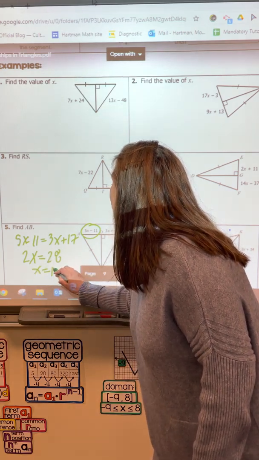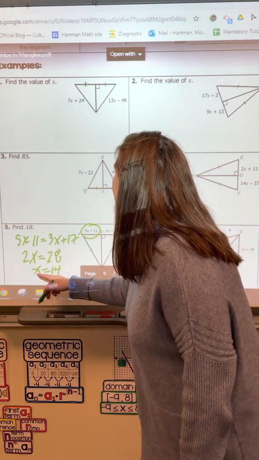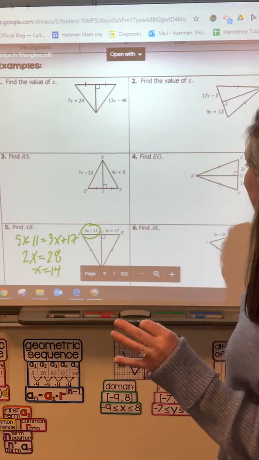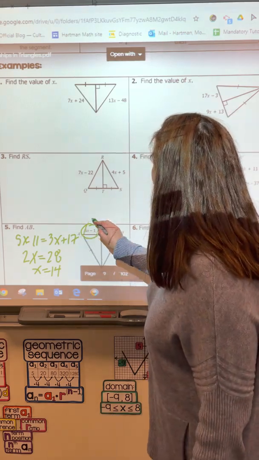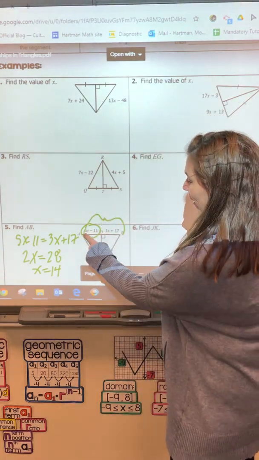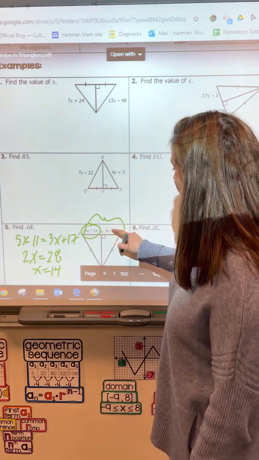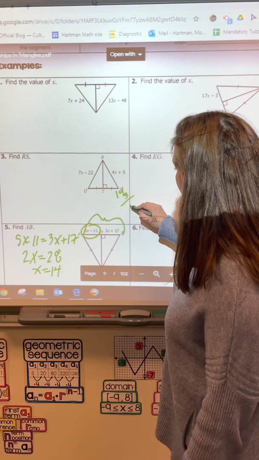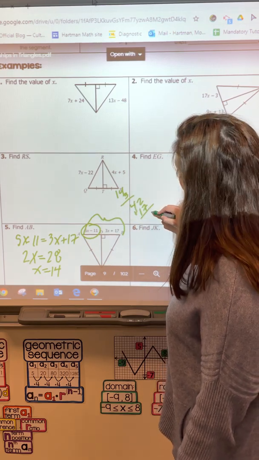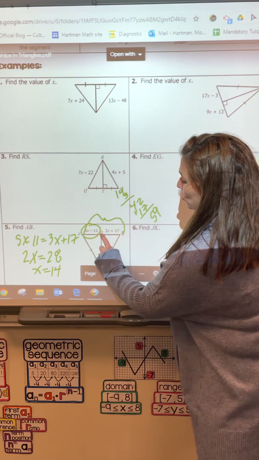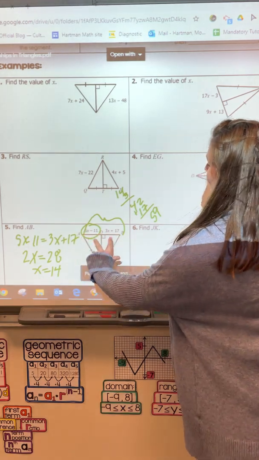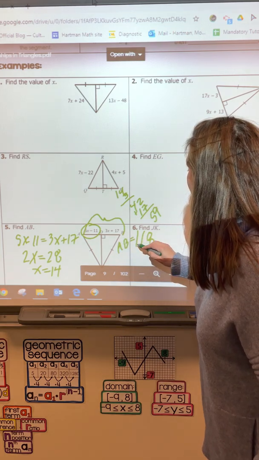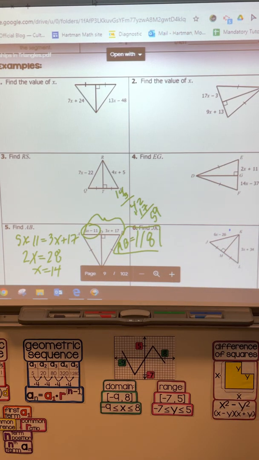And then x equals 14, yeah, that's right, x equals 14, but it's not asking me to find the value of x, it's asking me to find the value of AB. So if I find it here, 3 times 14, so 14 times 3 is going to be 42, 42 plus 17 is 59, but it's twice of those, it's 59 and 59, which is 118. So AB is going to equal 118.